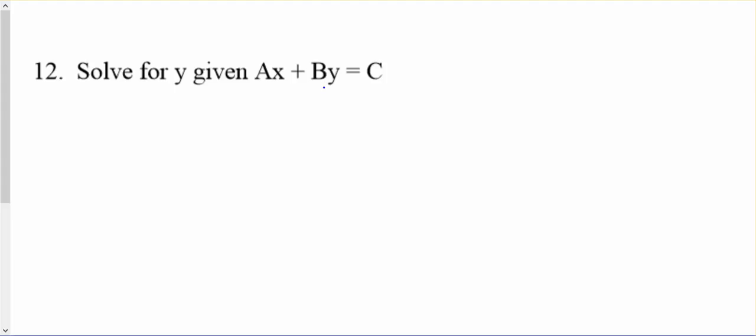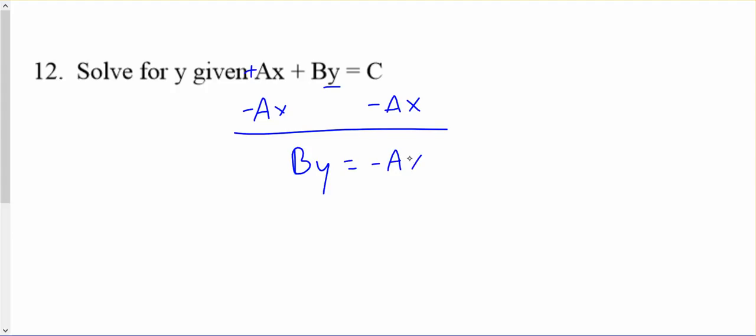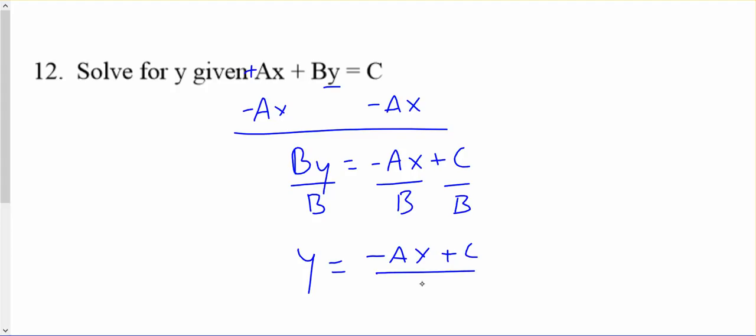12, solve for y. So what's happening to the y? It's being multiplied by b, and it's being added with ax. We're working our way backwards through our order of operations, so we're going to subtract ax from both sides. We're going to get by equals negative ax plus c. We're going to divide by b. Now there's a couple different ways you can write that. The most common way you'll just see is ax plus c all over b.